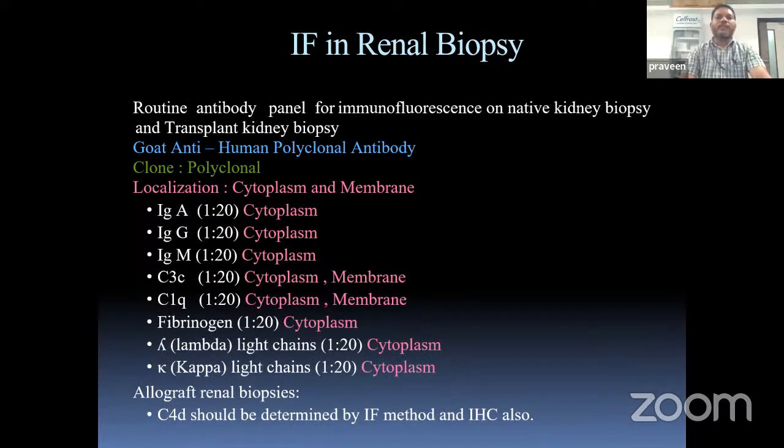We are performing the normal IF parameters we use in our lab on the renal biopsy. That is IgA, immunoglobulin G, immunoglobulin M, C3c, C1q, fibrinogen, lambda light chain, and kappa light chain, which have different staining expression. Some are cytoplasmic and some are membranous. The clone is polyclonal, and the antibodies are anti-human polyclonal antibodies.